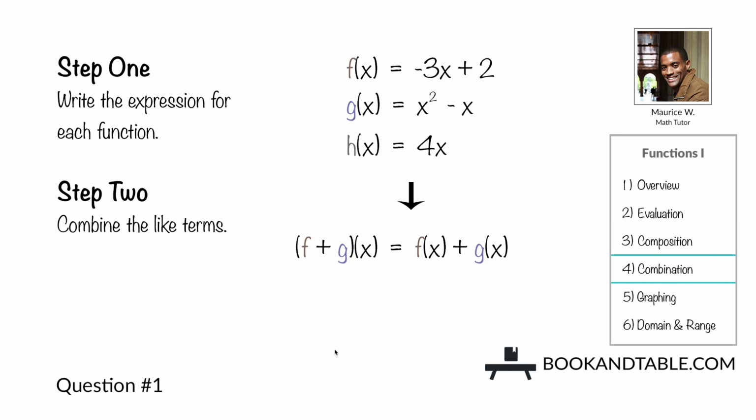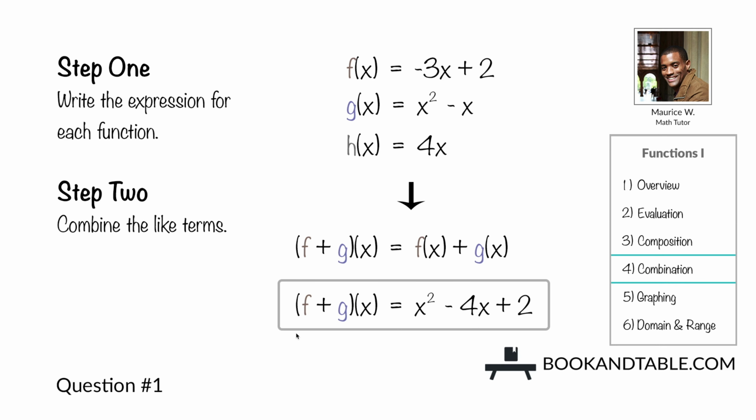Question number 1, step 1, write the expression for each function. So we have f plus g of x is equal to f of x plus g of x. So we want to write out the f function and the g function, giving us negative 3x plus 2 plus x squared minus x. And now step 2, combine the like terms. So we can combine negative x and negative 3x to give us negative 4x, giving us x squared minus 4x plus 2 as our final answer. So this would be the answer to question number 1. F plus g of x is equal to x squared minus 4x plus 2.